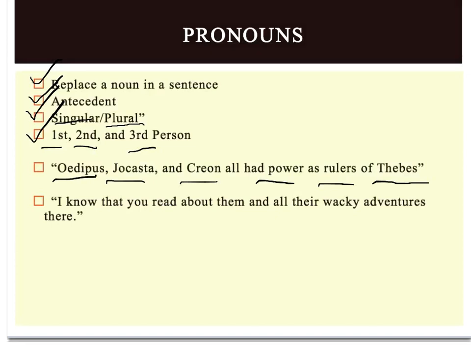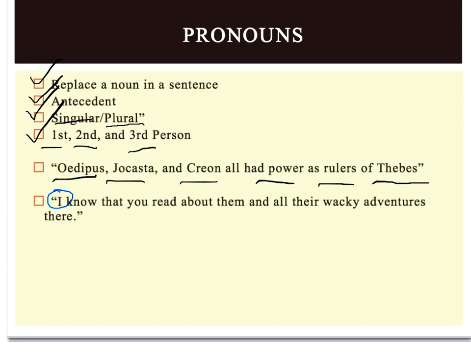Now let's say that in the same paragraph, the next sentence says, "I know that you read about them and all their wacky adventures there." Well, that sentence, while it's not great grammatically, does contain many pronouns. Let's see if we can find them. The first pronoun in this sentence is I. I is a first person singular pronoun.